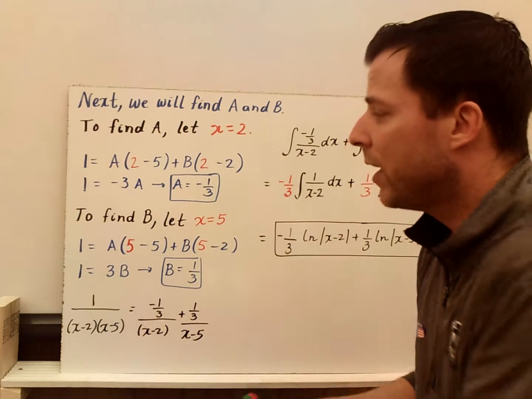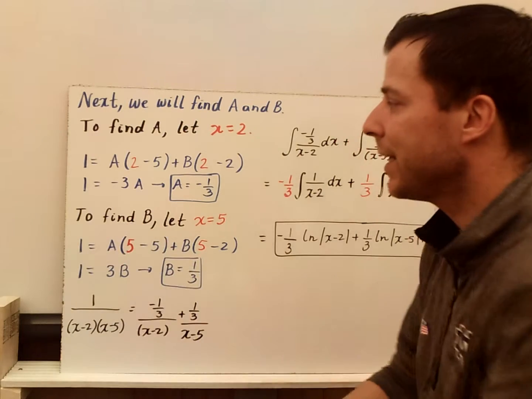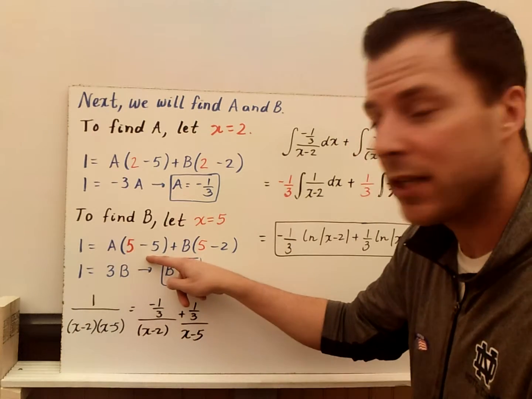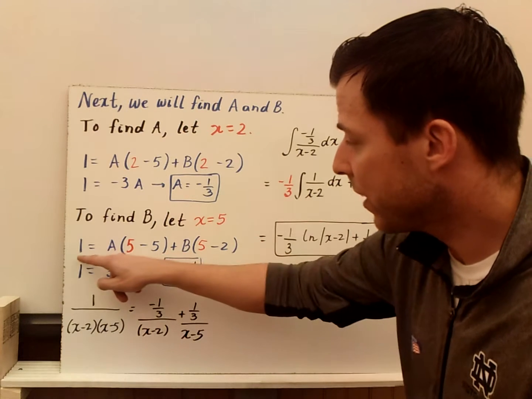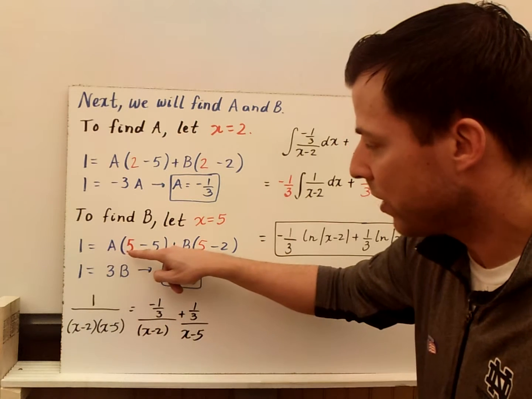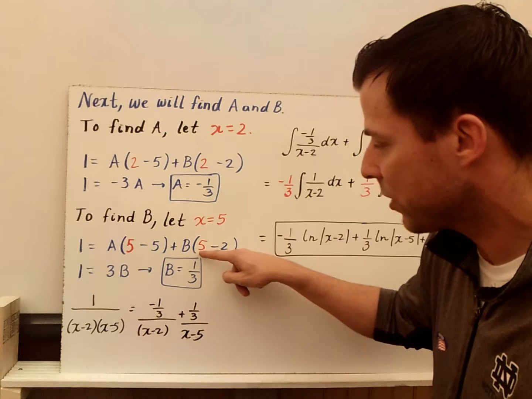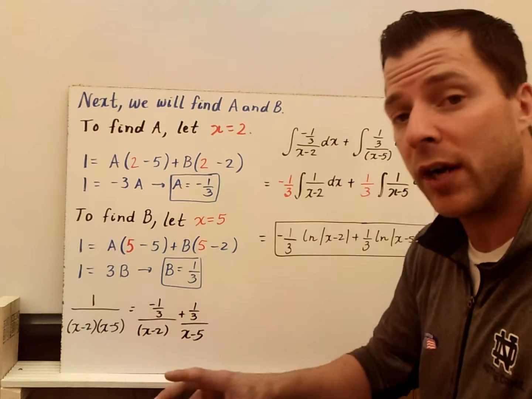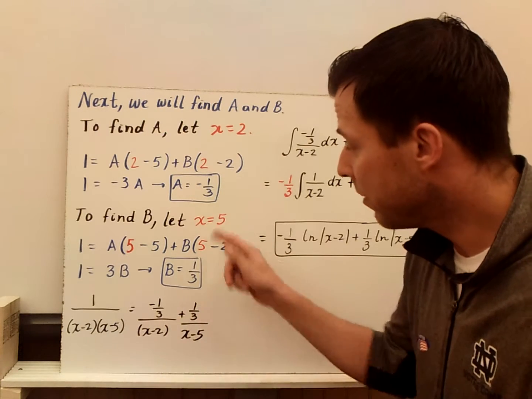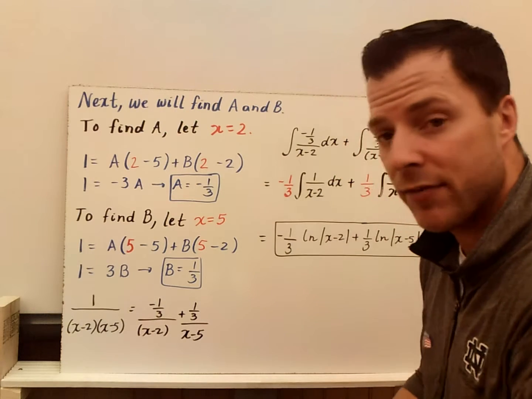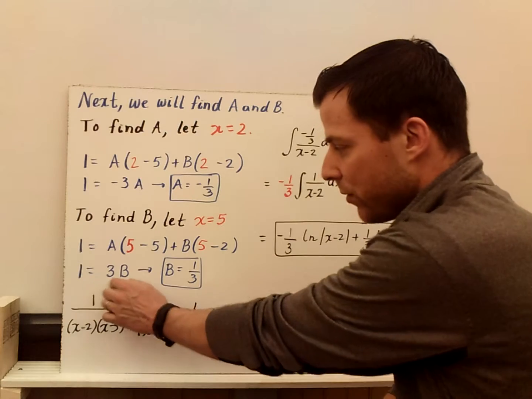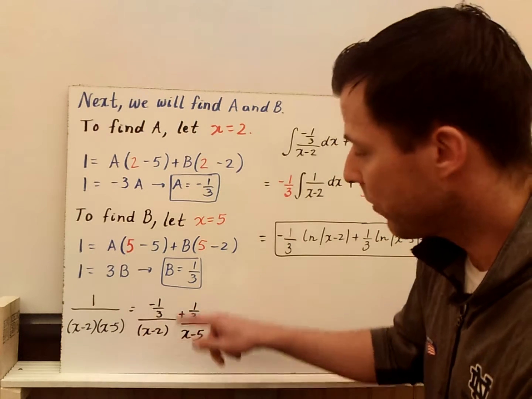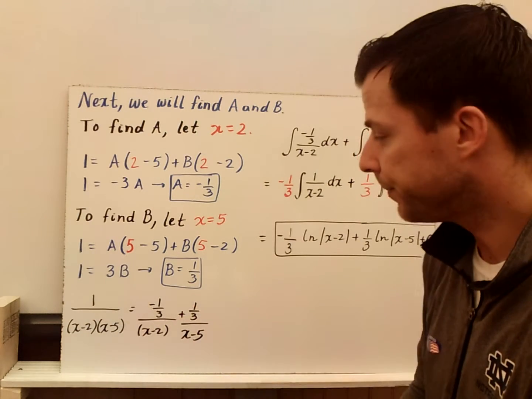Now I want to find B, so I need the A term to be 0. I'm going to let x equal 5. There's my equation: 1 equals A times the quantity 5 minus 5 plus B times the quantity 5 minus 2. Wherever there's an x, I'm plugging in 5. Now 5 minus 5 is 0, and A times 0 is gone. So I'm left with 1 equals 3B, and I know that B equals 1/3.